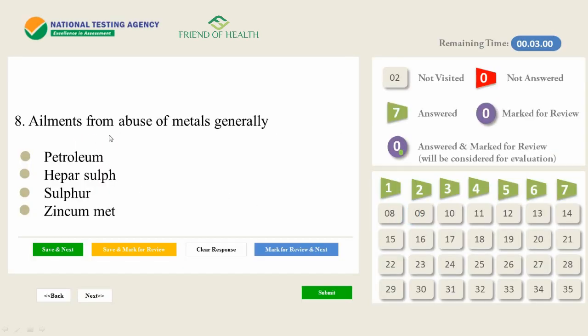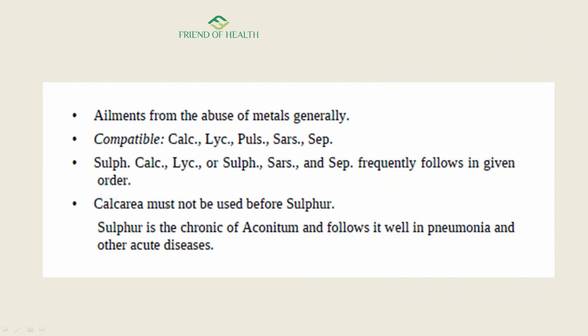8th question: ailments from abuse of metals generally. The answer is sulphur. Here you can compare some remedies, like the first line of the relationship part of sulphur itself. You can see ailments from the abuse of metals generally. Here again, calcarea must not be used before sulphur. Sulphur is the chronic of aconite and follows it well in pneumonia and other acute diseases.